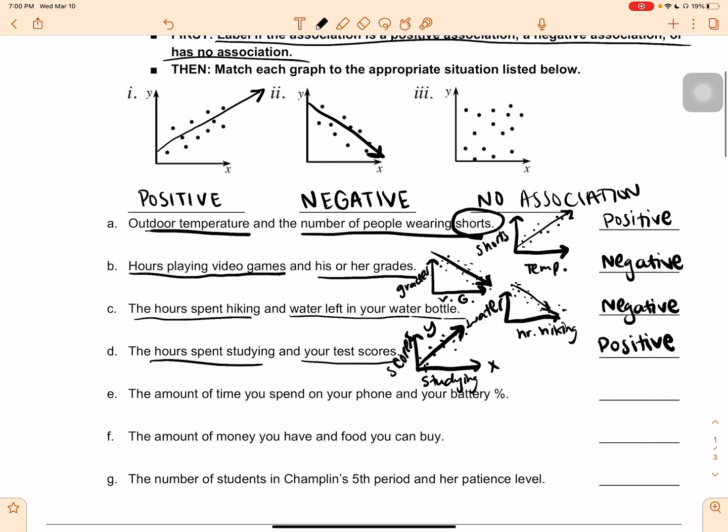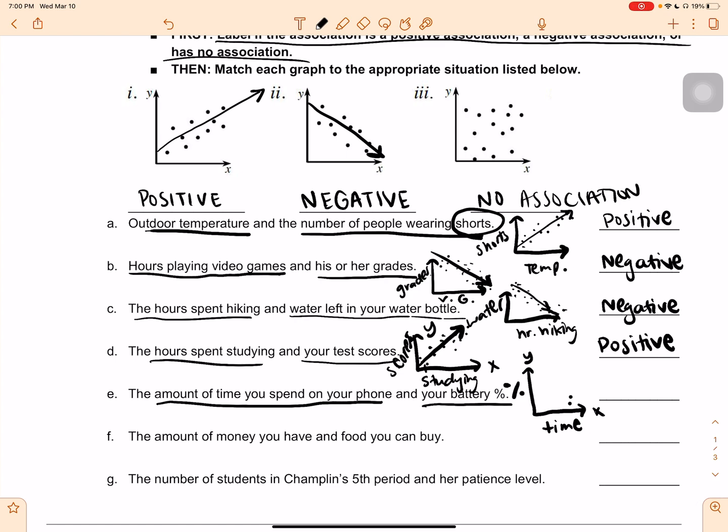All right, so now here it says the amount of time you spend on your phone and your battery percentage. So let's look here again. Let's draw an XY axis. Now the battery percentage would depend on the amount of time spent on your phone. So I'll put time here for time spent on your phone and percentage here for your battery percentage. So the more time you spend on your phone, the less battery percentage there is, right? Because the more time you spend on your phone, the more your battery is going to die.